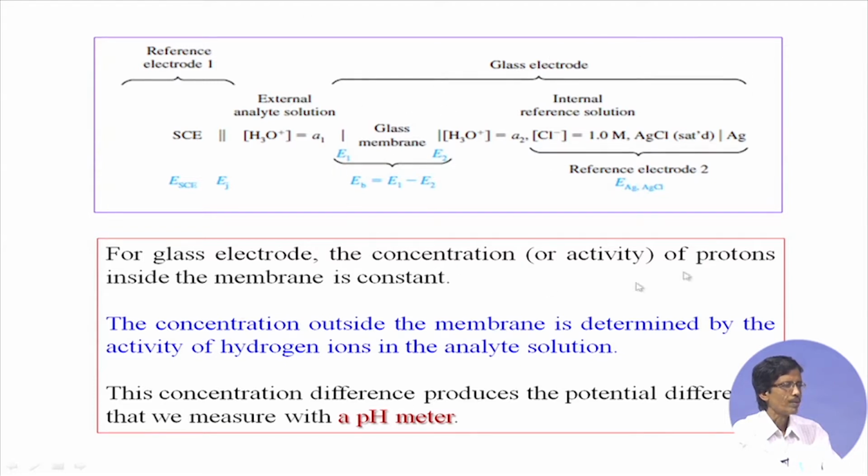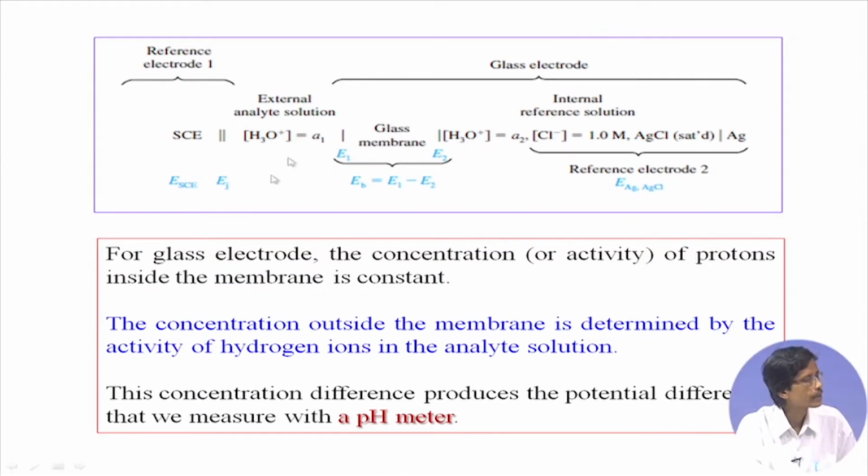So, the concentration outside the membrane. This is your whole cell, that means the glass electrode. The glass membrane is facing your solution, which is your external analyte concentration. So, you measure the activity of the hydrogen ion in the analyte solution, and the concentration difference between A1 and A2, one giving rise to one potential E1 and another giving rise to the potential E2. That gives rise to a potential along this membrane. So, the concentration difference produces the potential difference, and we measure it at your pH meter.